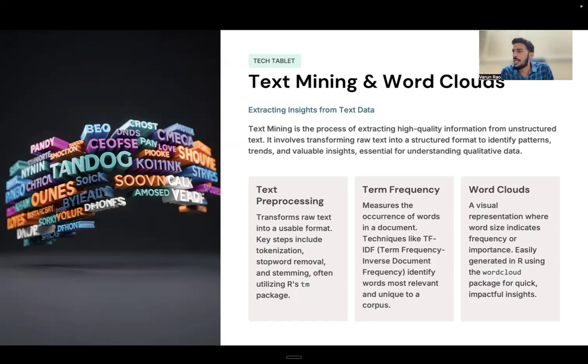Now, what is it? It is the process of extracting high quality information from unstructured text. Please mind you here, the text is unstructured, which means it involves transforming raw data into a structured format to be able to identify patterns, trends, insights, analysis, etc. One such example is sentiment analysis. Now, how do we do this? How does it work? Let me put down the example here: sentiment analysis.